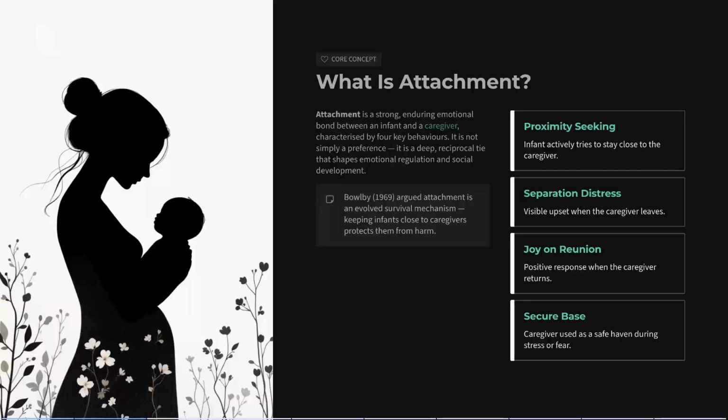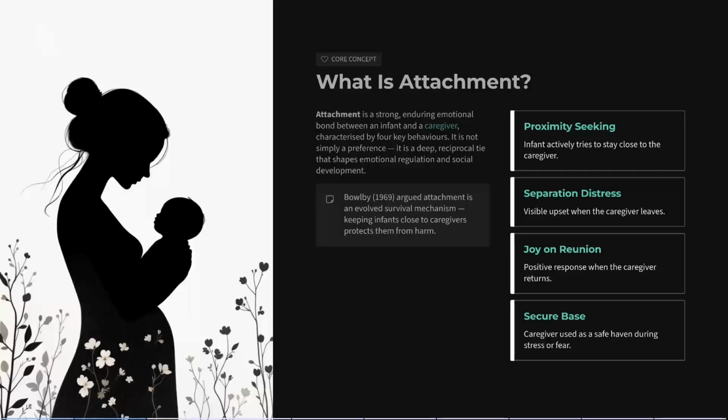Separation distress. Visible upset when the caregiver leaves. This is not simply unhappiness, it is a specific distress response triggered by the absence of this particular person. The infant has formed a specific bond, not a general preference for company.